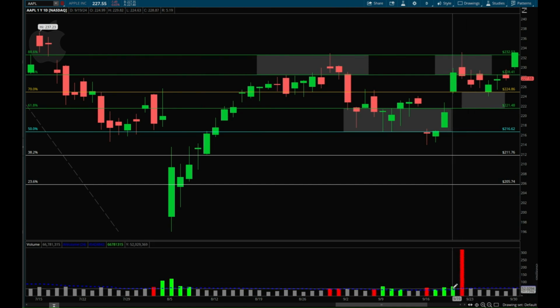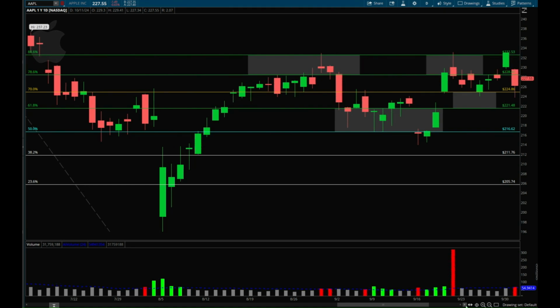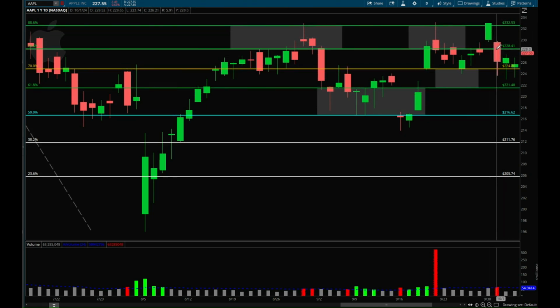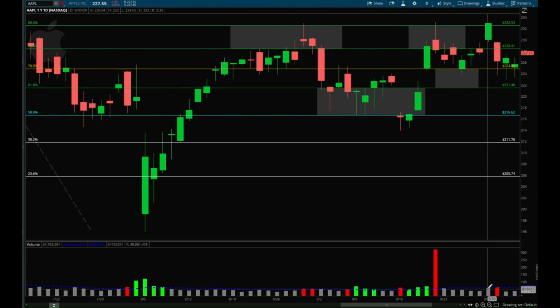Well, if the volume's not there, then there's a chance that it might not be that strong of a move and it might be met by some resistance. So as we keep going, you can see that the sellers did take this thing down and there wasn't enough volume. And actually the very next day, the sellers came back with greater volume and they pushed the price back down.